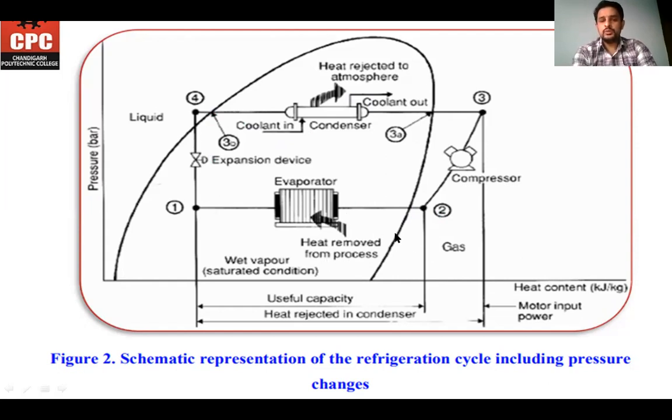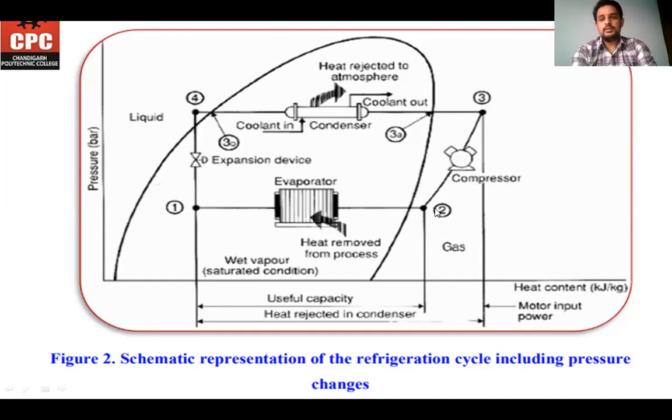In the process 1 to 2, the evaporator is absorbing heat from the space which is to be cooled, and from 3 to 4, the condenser, which is also a kind of heat exchanger, rejects the heat to the surrounding. So these are the main components. In a general manner, you can say that the evaporator extracts heat, and the condenser supplies the heat to the surrounding.